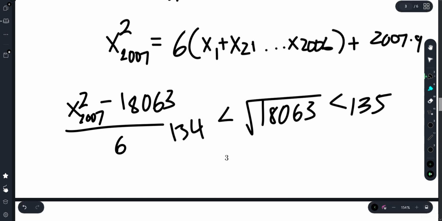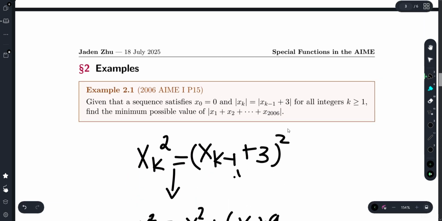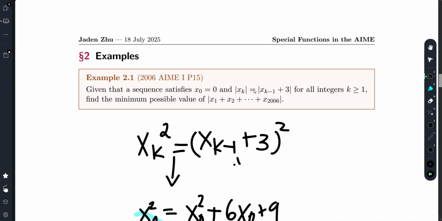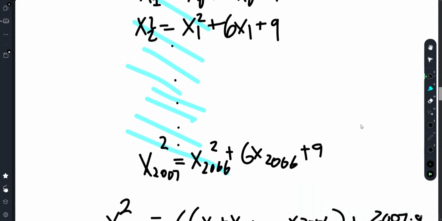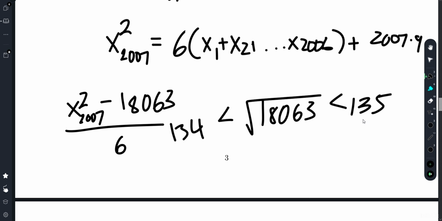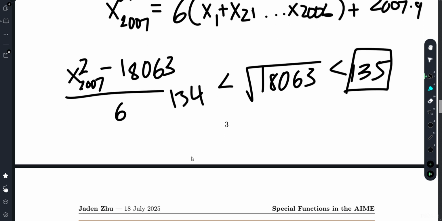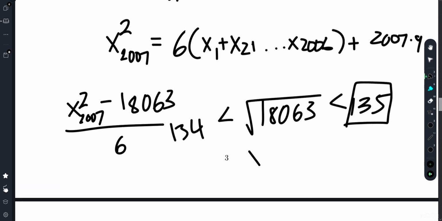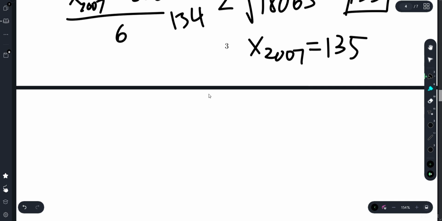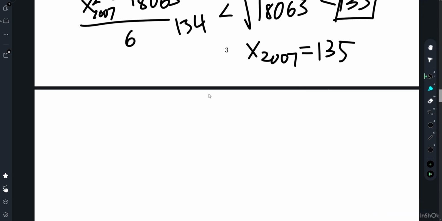And so we know that all the x's have to be a multiple of 3, as the only operation is plus 3, so they all have to be multiples of 3. And so basically what we get from this is that we have to have 135 as the closest value. And so if x2007 is equal to 135, let me add a page real quick. We're running out of space.